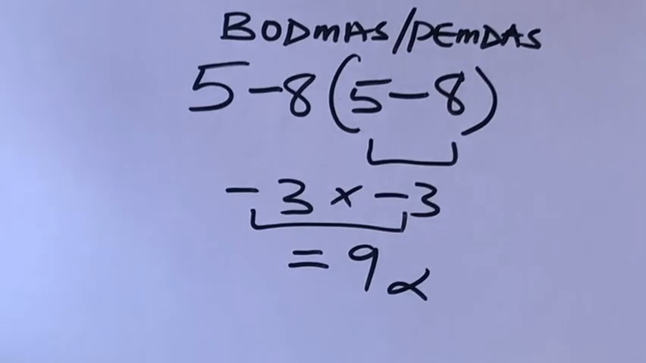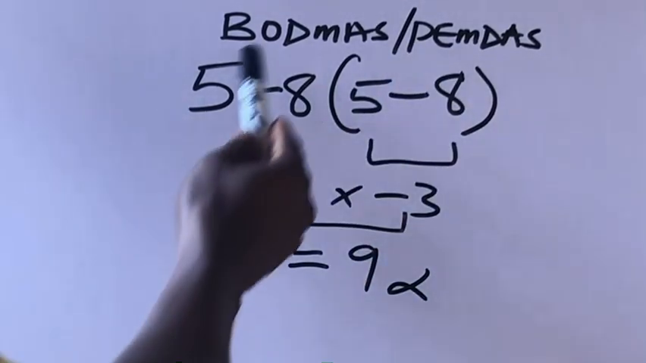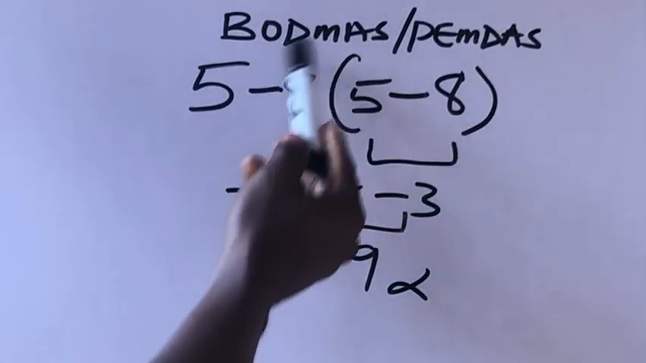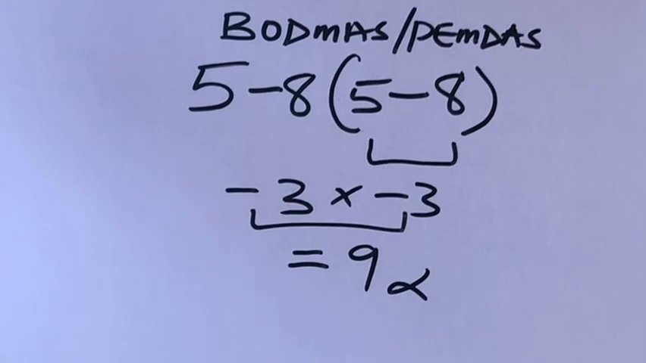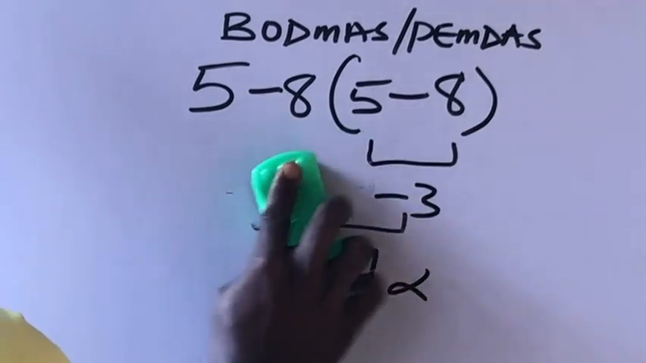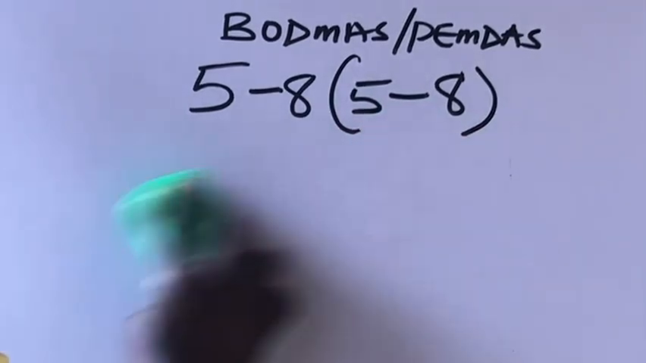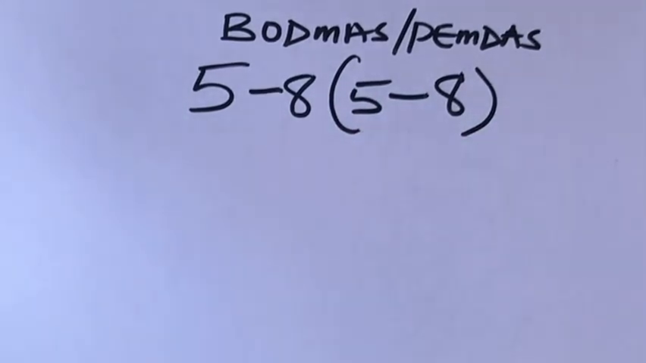B stands for bracket, which is also known as parenthesis. D stands for division, M stands for multiplication, A stands for addition, and S stands for subtraction. So if we follow our order of operation, our answer is going to look like this.